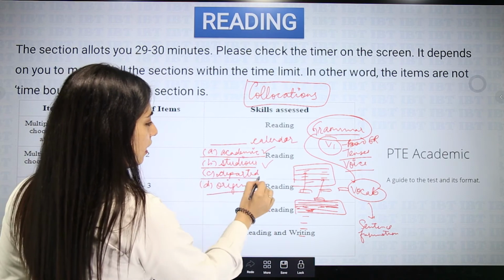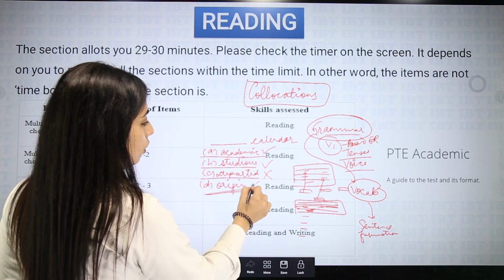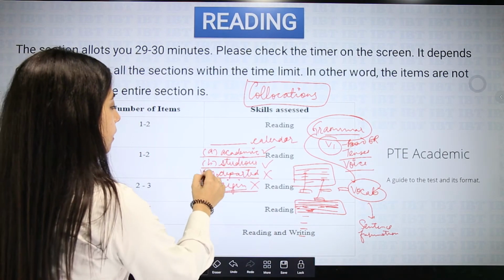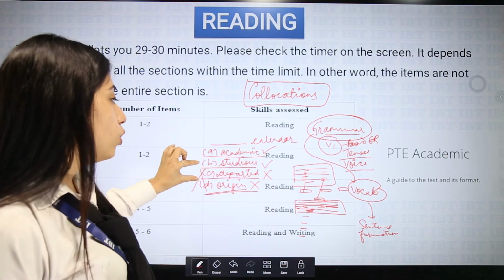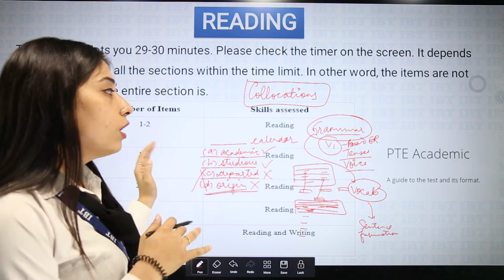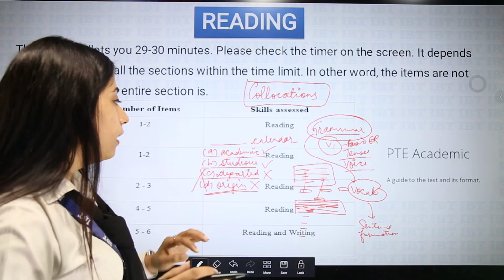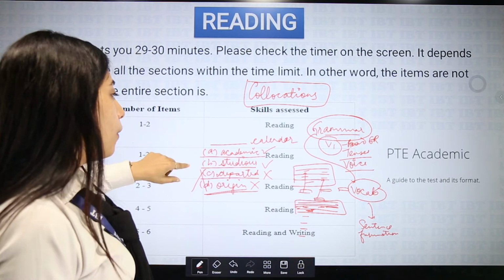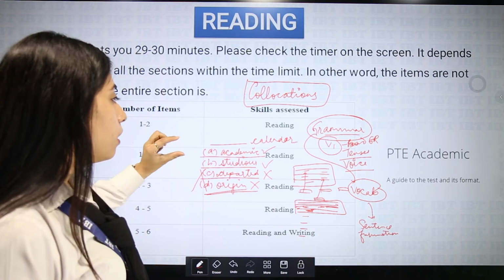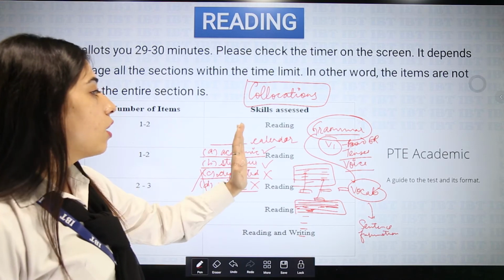So you have eliminated these two options from your given options. Okay, out of these four, these two cannot come at all, so you have already eliminated them, right? You are left with what? Academic and studious. Now you will see which answer can come as per the type of blank in your sentence.